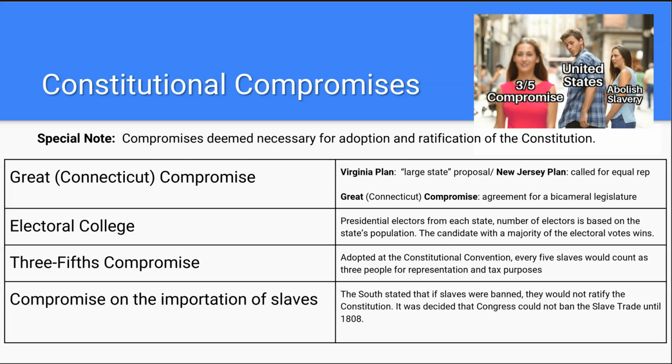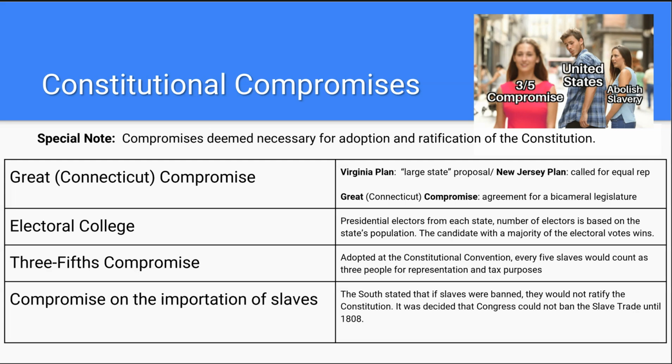The 3/5 compromise. Remember, states in the South, although they didn't want to give slaves the right to vote, certainly, did want to get credit for them being members of the population. And of course, those states in the North that didn't have large slave populations didn't feel it was appropriate to have slaves count toward their number of representatives in Congress. So we ended up with this goofy thing called the 3/5 compromise. Every 5 slaves would count as 3 people, or every individual slave as 3/5 of a person for both representational purposes, but also for tax purposes.